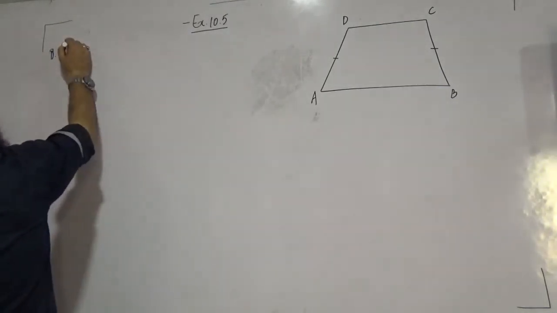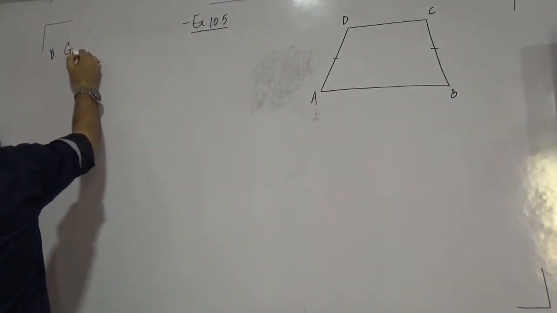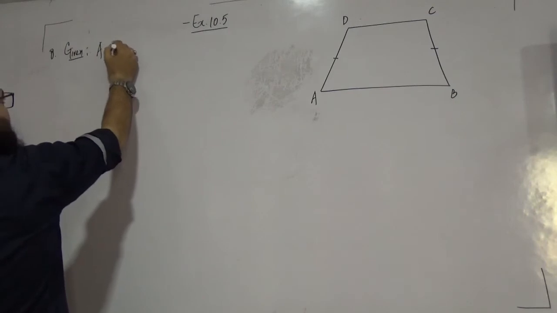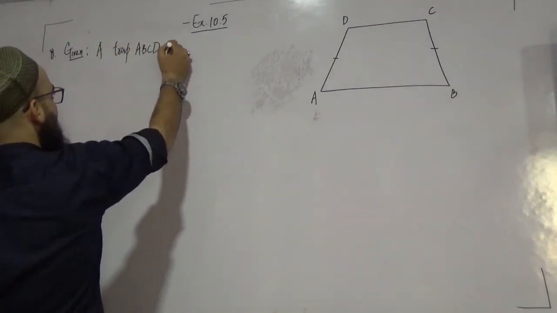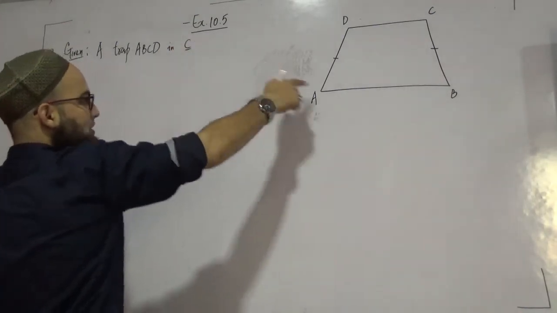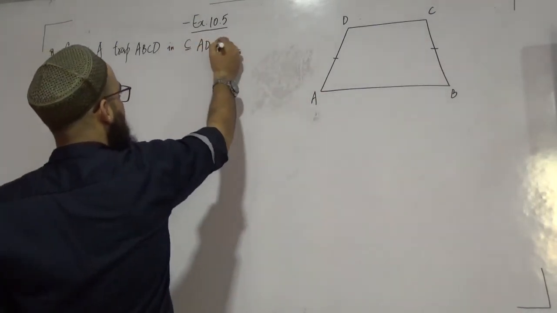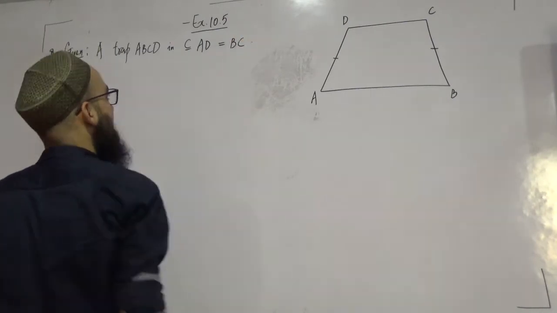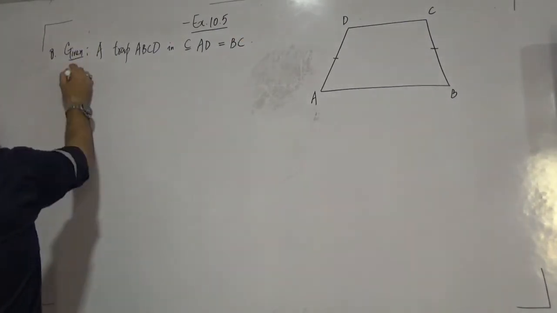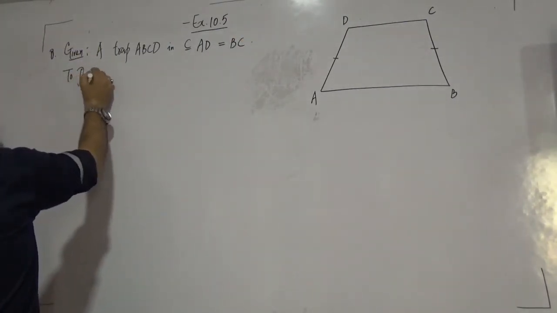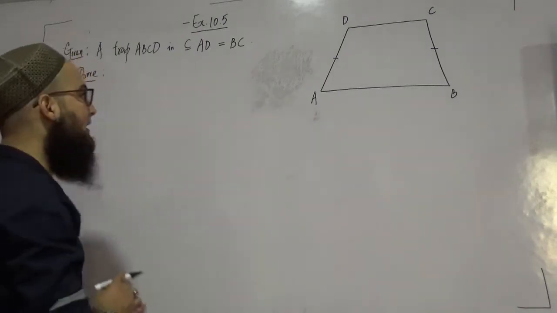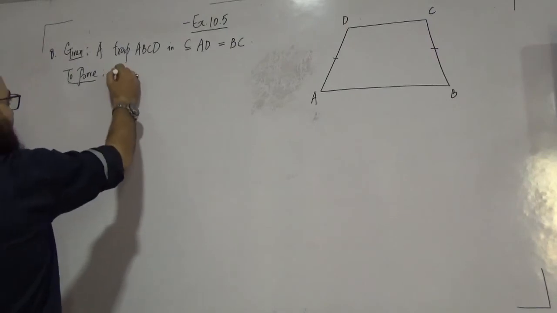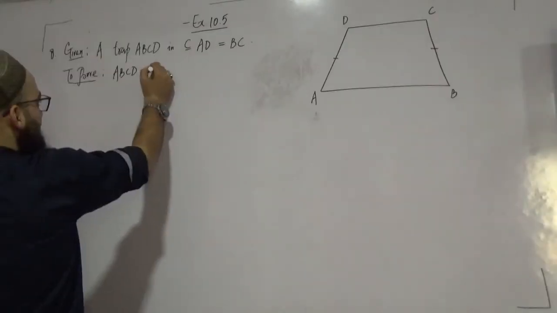So what's given? A trapezium ABCD in which AD is equal to BC. To prove. What we have to prove? We have to prove ABCD is a cyclic quadrilateral. ABCD is cyclic.